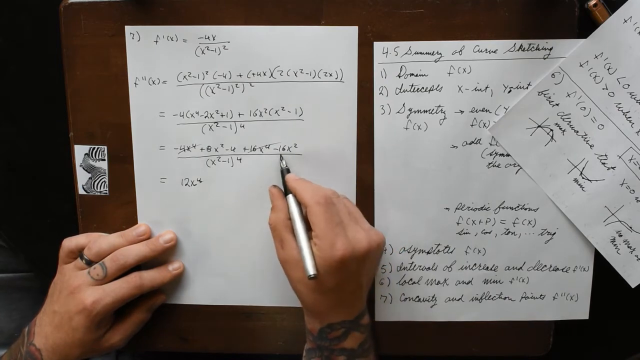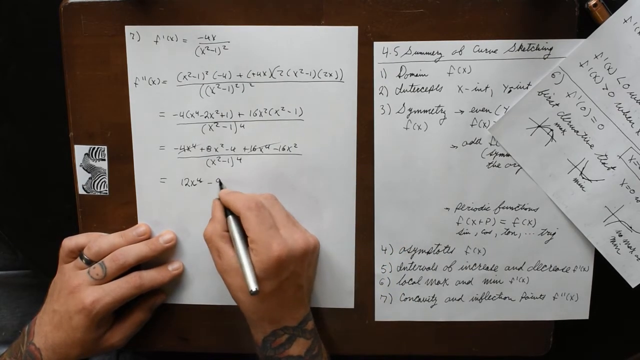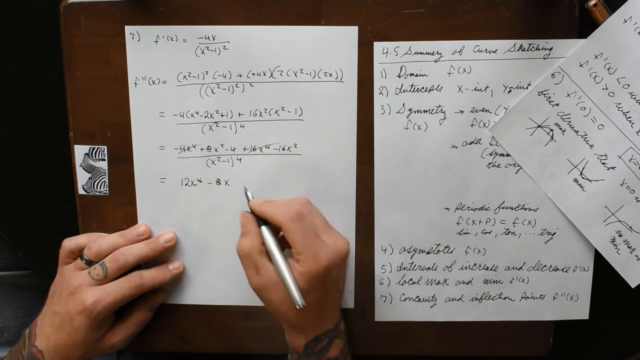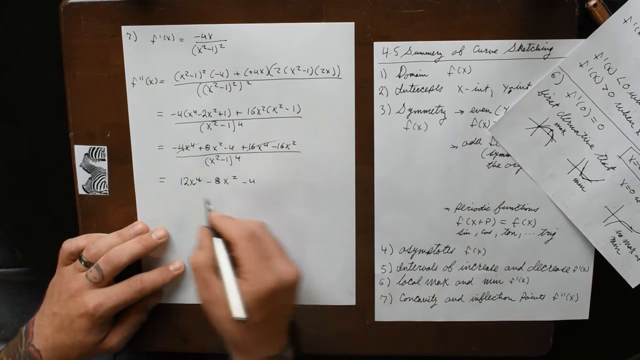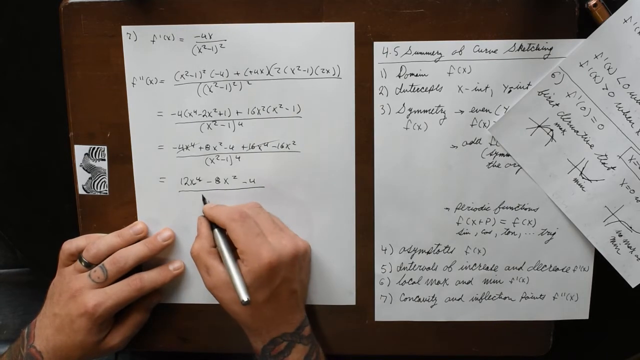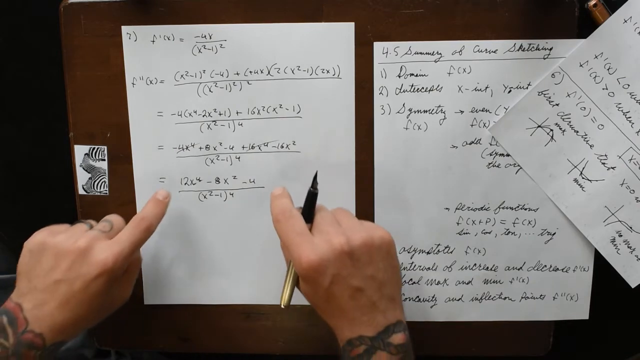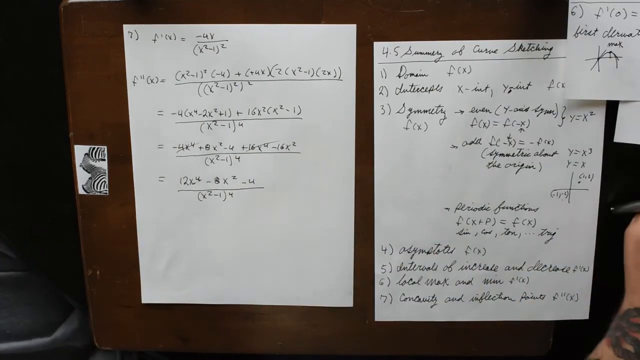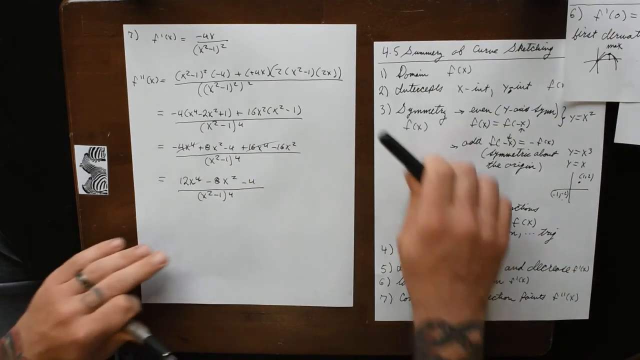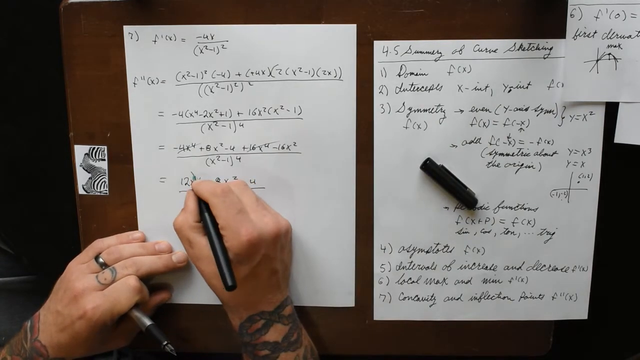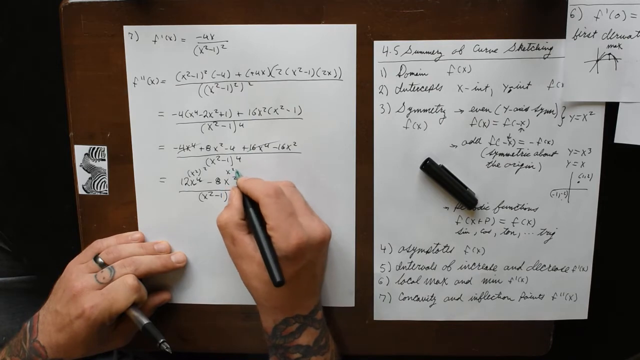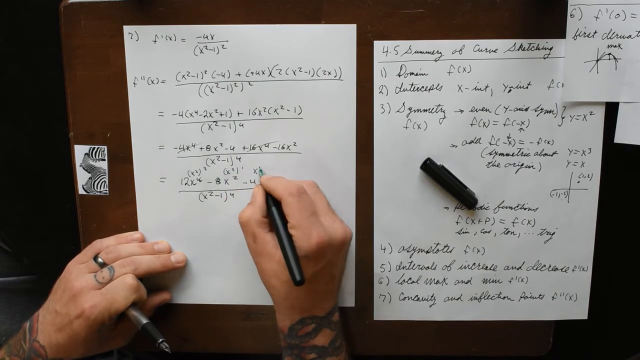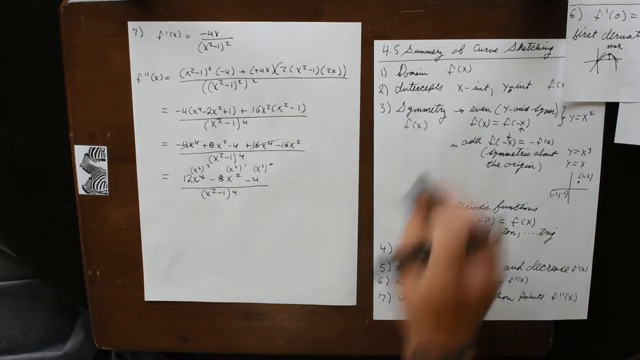We will have a negative 8x squared, and then from that we'll subtract 4. All this is going to be divided by x squared minus 1 to the 4th. And if you look, our numerator, we're going to try and factor this thing. My hint was that we have something like an x squared squared, something like an x squared to the 1, and an x squared to the none.